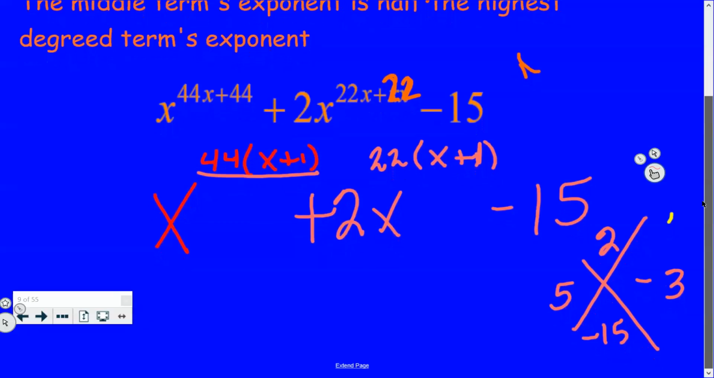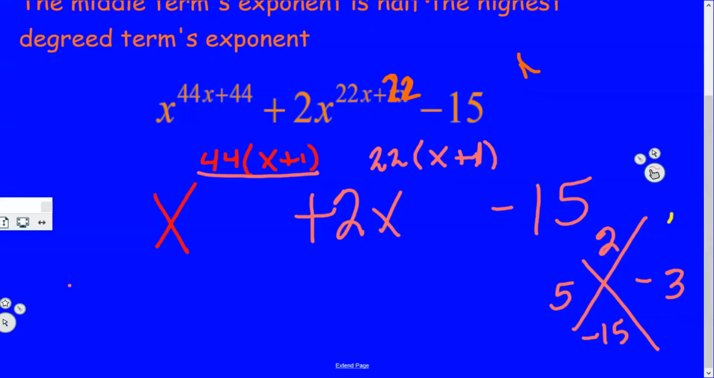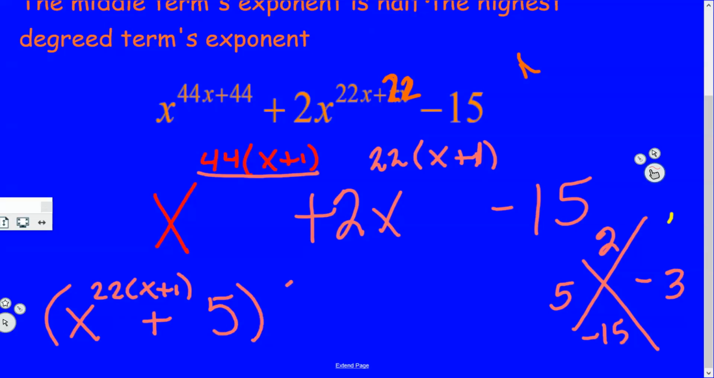Okay, so let's factor this because remember it's fun to factor. So this is going to be x. Remember you cut the exponent's number in half. If there's 44 x plus 1s, then this is 22 x plus 1s. Plus 5. x to the 22 x plus 1s minus 3. That's it. It's factored. Let's box that in.